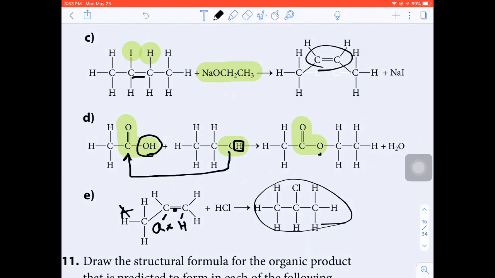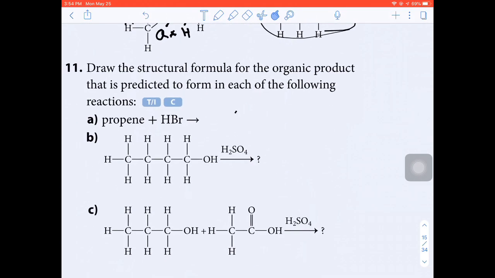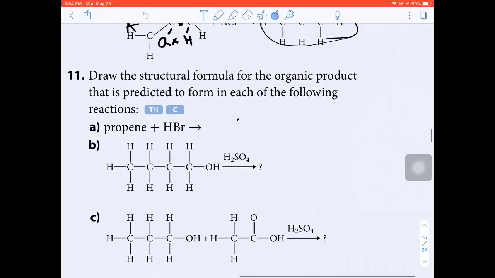We're at a haloalkane. And question 11, the last from the homework, says draw the structural formula for the organic product that's predicted, propene plus HBr. Okay, so I'm going to start with propene, CH3, CH, double bond, CH2. So there's my propene.